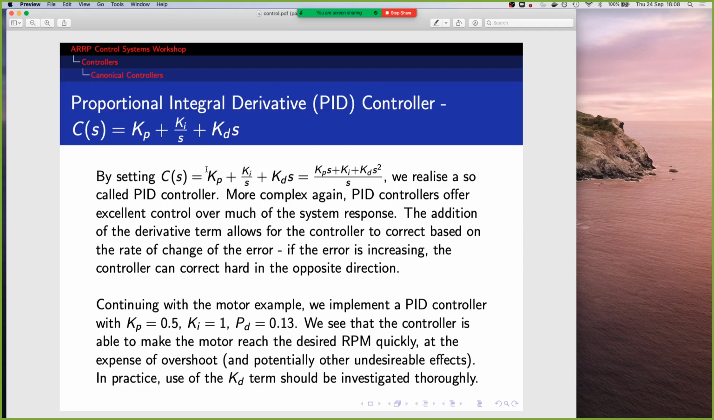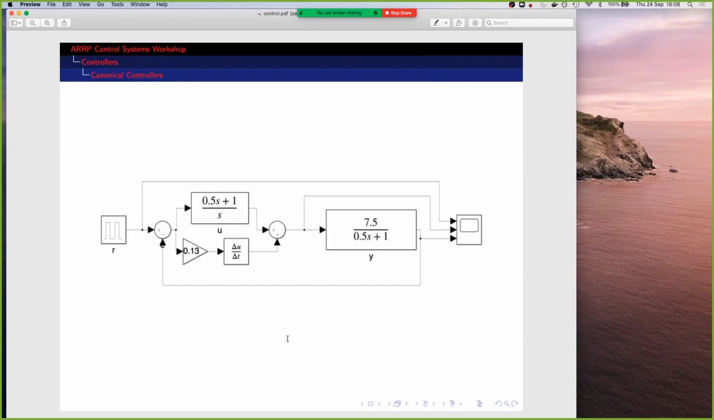And after a bit of reading, I found that the derivative term in industrial control is not really used so much. Typically, you'll just see PI controllers. And it's mostly because of this. They take a little bit of careful getting used to, and often your PI controller will get you the type of response that you need.